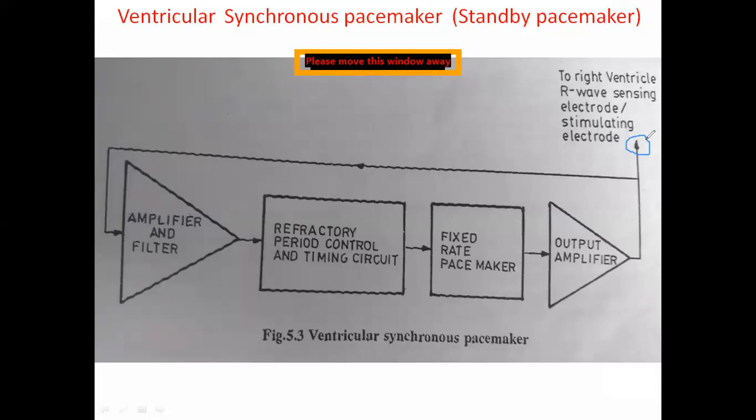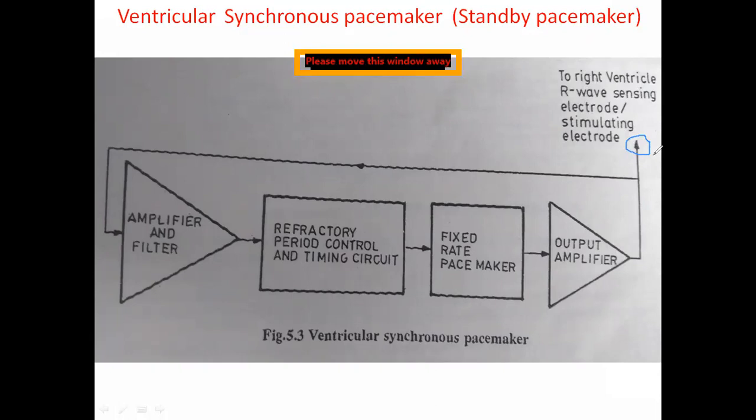If there is some variation in the pulse rate, then this standby pacemaker, or ventricular synchronous pacemaker, will produce pulses based upon the fixed rate pacemaker. So in this case, the fixed rate pacemaker is a part of the ventricular synchronous pacemaker, that is a standby pacemaker. Here one thing we can understand.